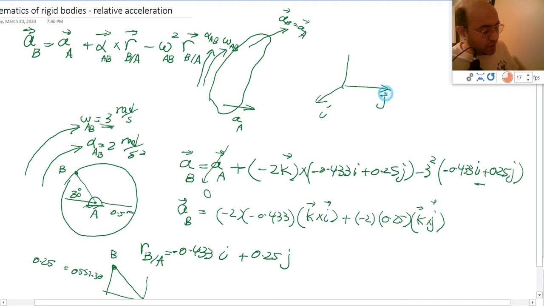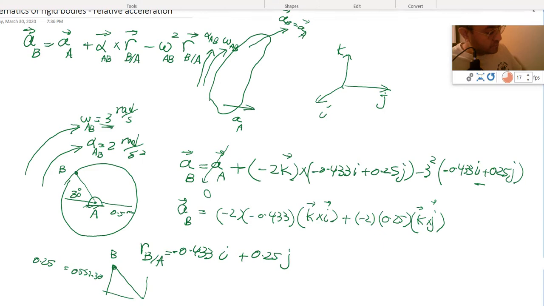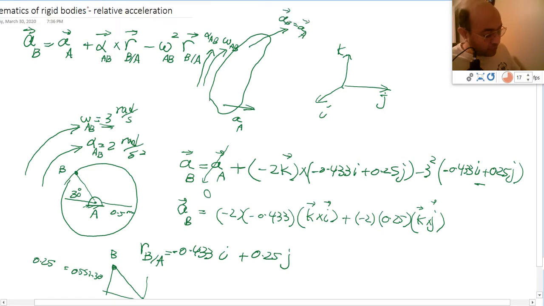I, J, K. I cross, again in this arrangement, I'm going to assume that counterclockwise is positive. Because counterclockwise is positive, you can say I cross J will be K. Now in this case I have K cross I. So if you go from K to I, you are going in the counterclockwise direction, so you're going to get positive J here. So K cross I is positive J.